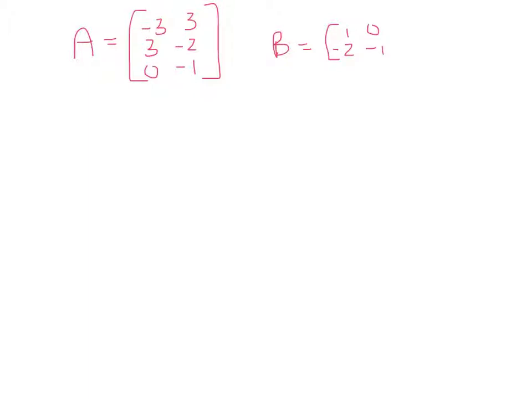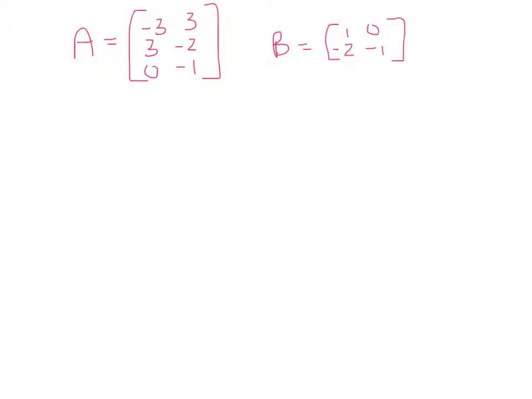Alright, so let's do an example on two matrices that are not the same size. So we're going to let A be -3, 3, 3, -2, and 0, -1. And B is 1, 0, -2, -1.